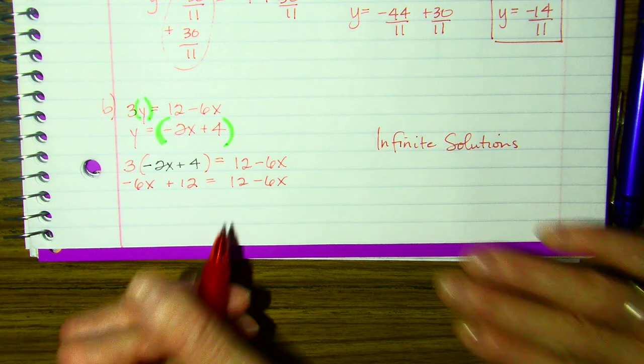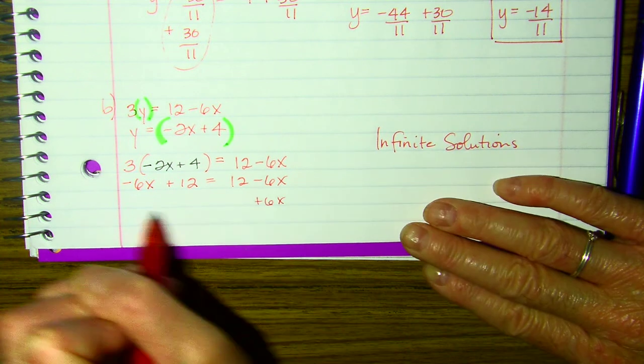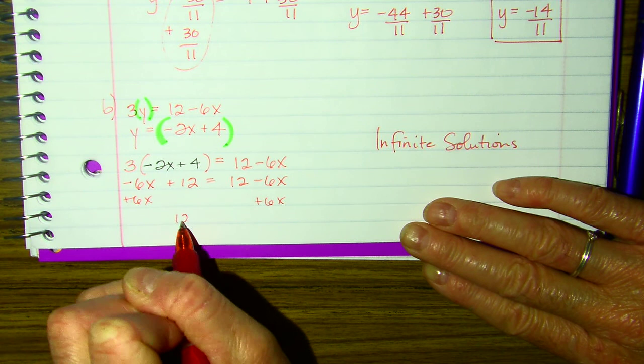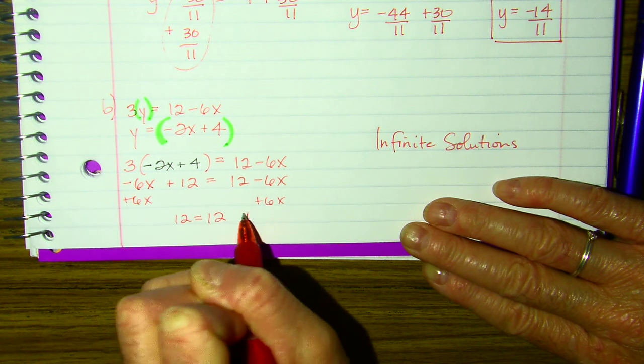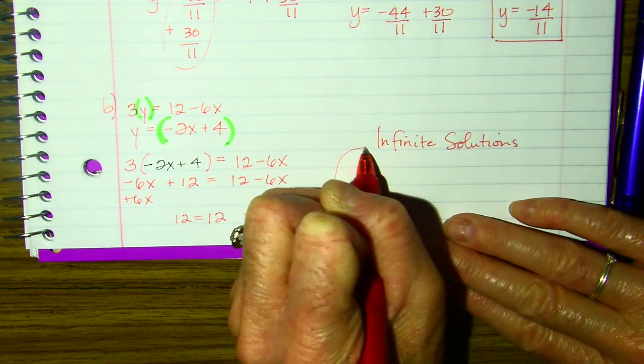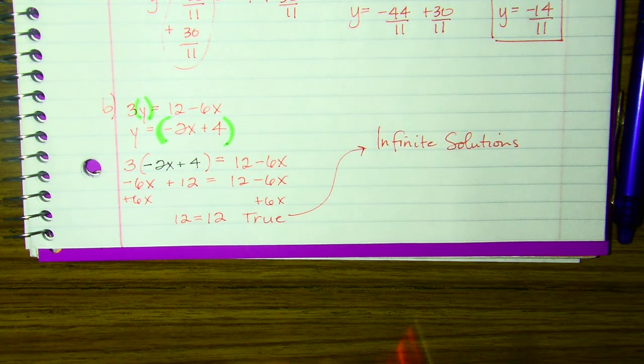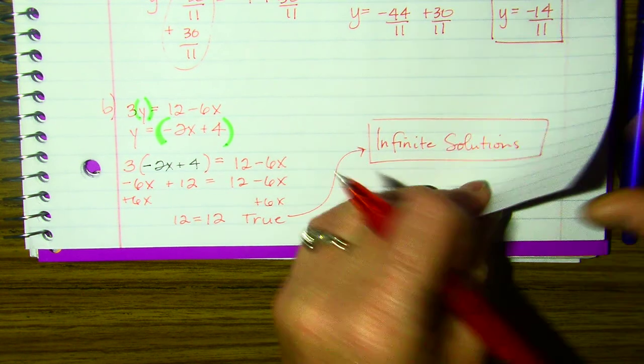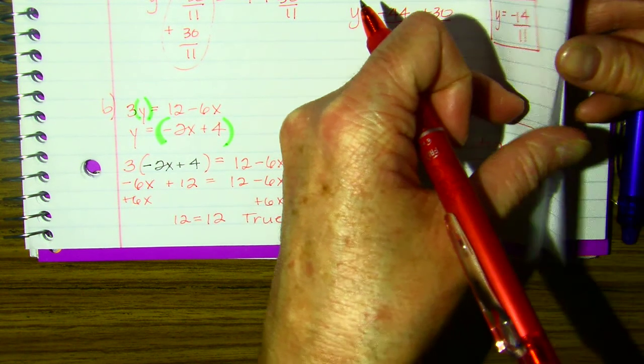If you would like to keep going because you can't see that, these both zero out and I get 12 equals 12, which is true. So I have infinite solutions. Either way, if you want to keep going, or if you can just look at it and see it, awesome. Moving on to the next one.